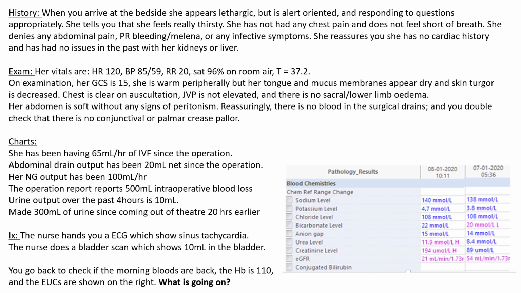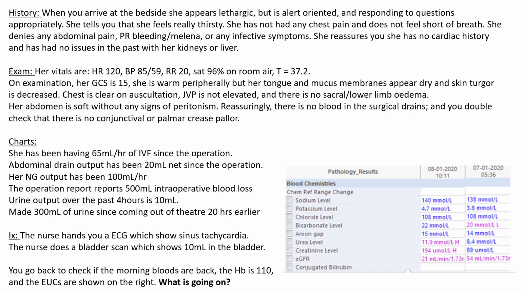But her tongue and mucous membranes appear dry, and her skin turgor is decreased. There is no sign of fluid overload. Because you want to make sure the abdomen's okay, you examine the abdomen and you're reassured that it's soft without any signs of peritonism. Always check the surgical drains in patients who have one, and you check in this lady and you're reassured by the fact that there's no blood. You double check that there's no conjunctival pallor or palmar-crease pallor indicating blood loss.